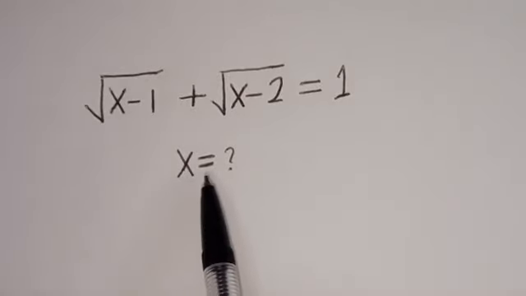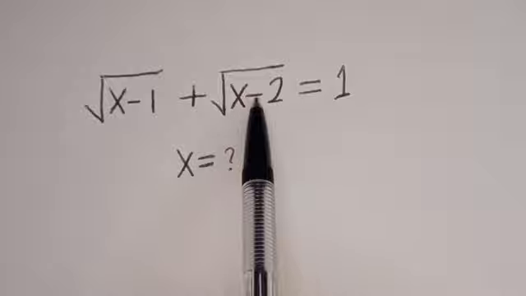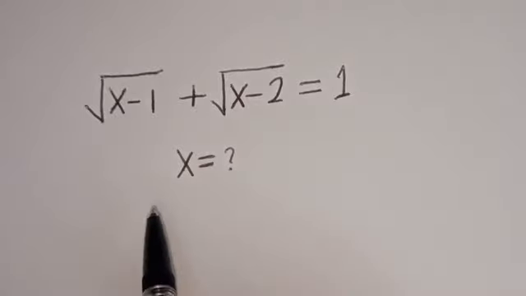Hello, how to solve for x in this equation? Square root of x minus 1 plus square root of x minus 2 is equal to 1. Solution.